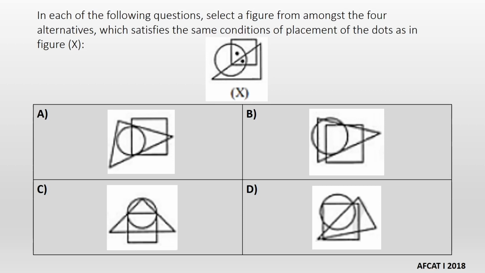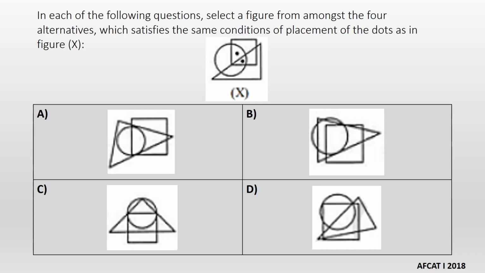So as I said earlier, it is one of the easiest parts, and this should be the first part in the paper to be attempted. Now the next type of question that comes generally is, here we have to select a figure amongst the alternatives which satisfy the placement of these dots. For example, in this, if we see this above dot, it is present inside a circle and a square, and the other dot which is below it, it is present inside a circle, square as well as the triangle. So in these four options we have to find a figure in which these two dots can be placed.